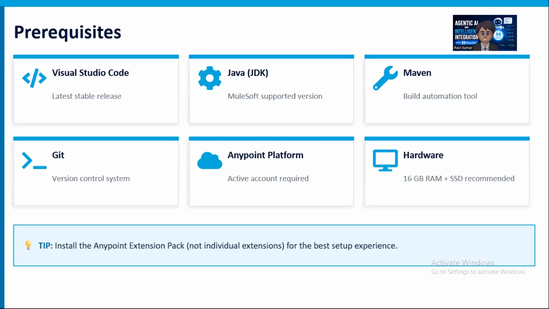On the prerequisite side, you should have VS Code, Java, Maven, Git, and Anypoint platform. Coming to the hardware side, you need to have 16 GB RAM. If you have i5 with 8 GB, that is fine, it will work perfectly. But if you have i7 with 16 GB RAM, that will be a perfect fit for this. But i5 and 8 GB is good enough.